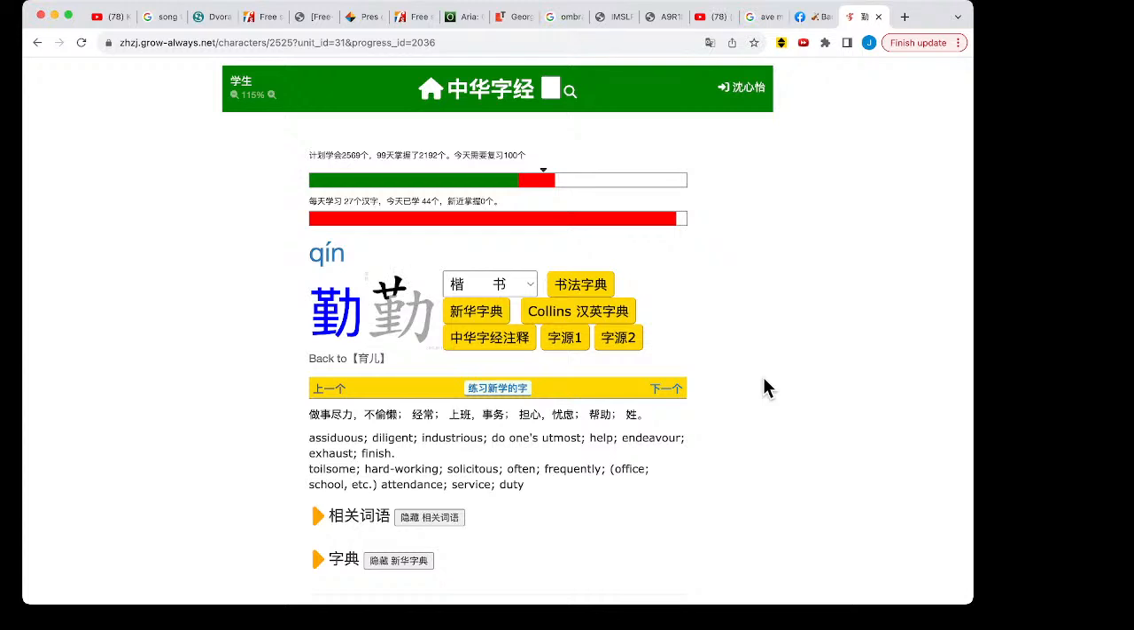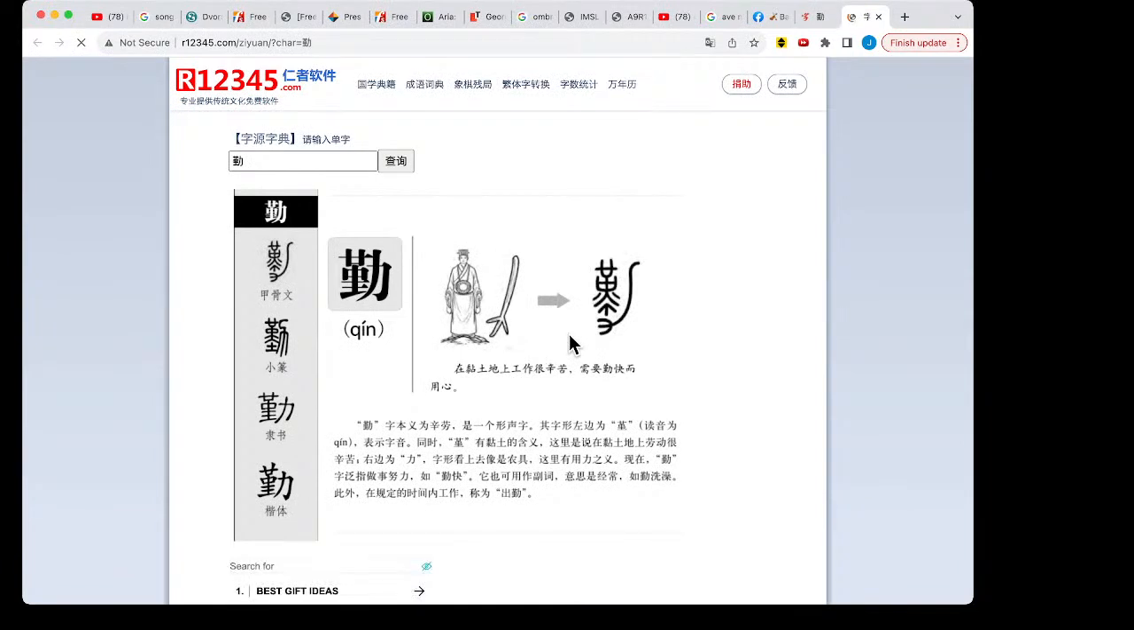So basically it refers to doing things, meaning hard working or dutiful. That kind of meaning. Let's take a look at it. Of course, this is referring to work, and therefore it has a 力 on the side, which means force. And then the left hand side is the character called 勤.